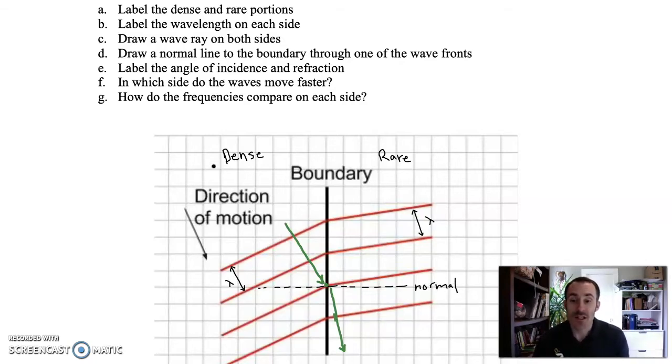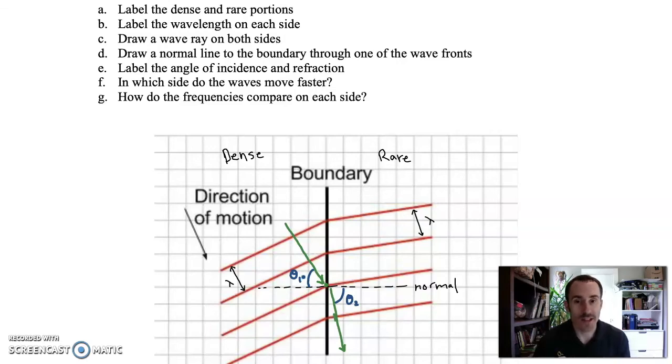And so now we can draw in the angle of incidence and the angle of refraction. So the angle of incidence is between the incoming wave ray, or the incident wave ray, and the normal, and the angle of refraction is right there. So this is, I'm going to call it theta 2, but you can call it theta r if you want to, and I'm going to call this theta 1, but you can call it theta i if you want to. Incident and refracted, or 1 and 2. Totally fine.